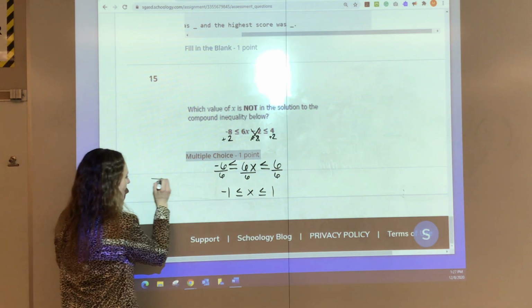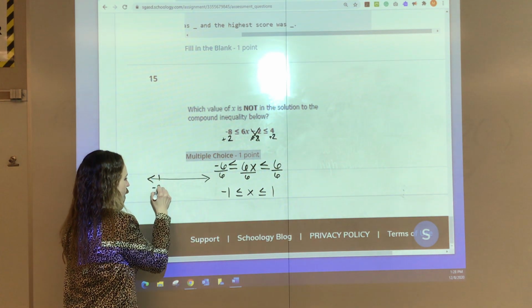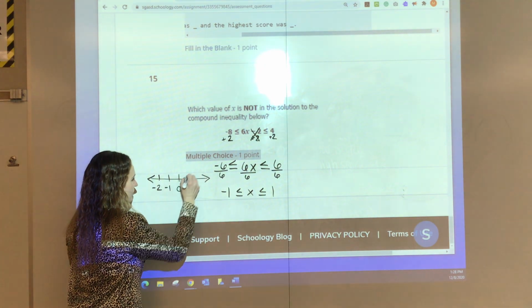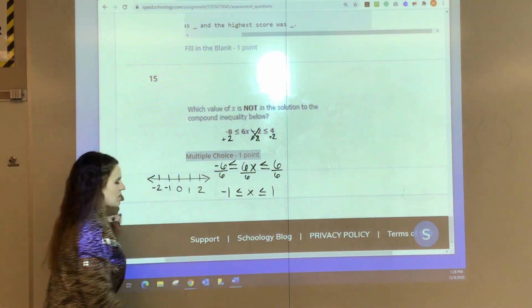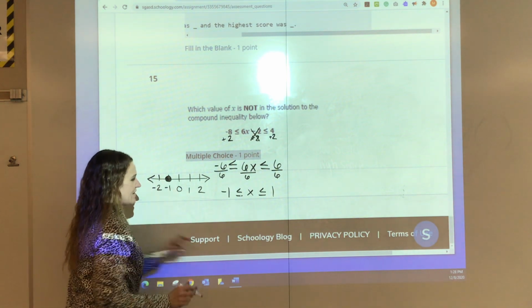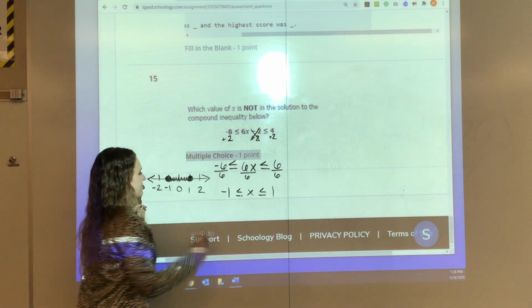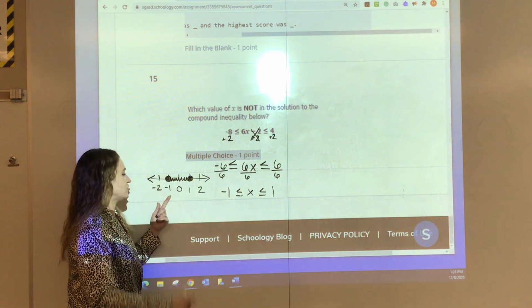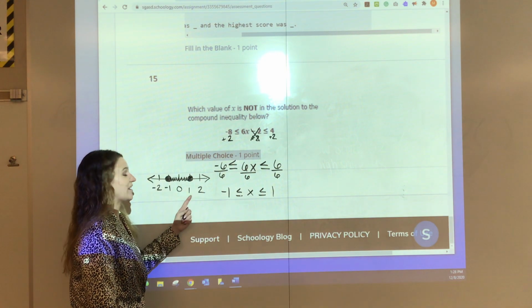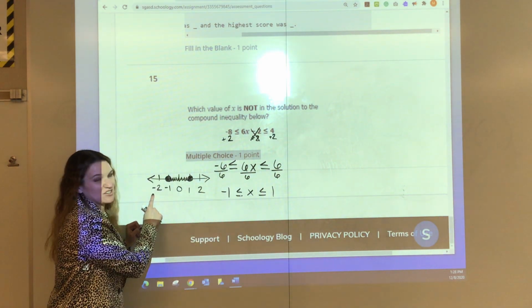So if you thought about a graph, I know that I'd have a solid dot at negative 1. I'd have a solid dot at positive 1. And I'd shade in the middle. So negative 1 is a solution, 0 is a solution, 1 is a solution. 2 is not a solution, and negative 2 is not a solution.